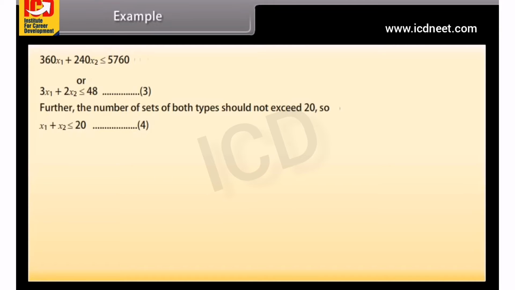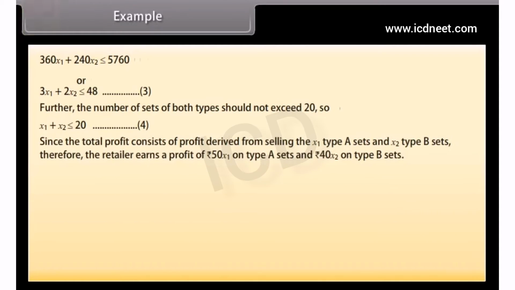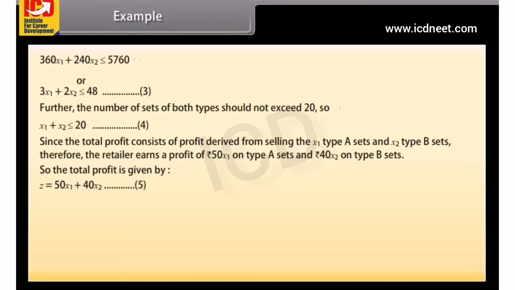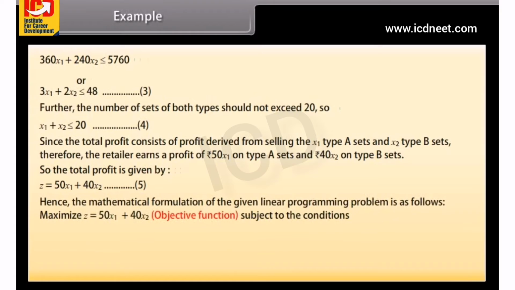Mark it as 4. Since the total profit consists of profit derived from selling the x1 type A sets and x2 type B sets, the retailer earns the profit of rupees 50x1 on type A sets and rupees 40x2 on type B sets. So the total profit is given by Z equals 50x1 plus 40x2. Mark it as 5. Hence, the mathematical formulation of the given linear programming problem is as follows.